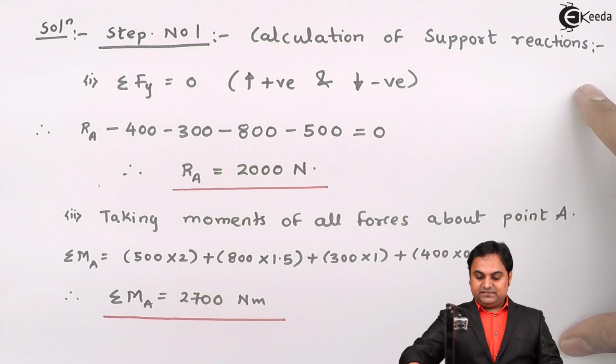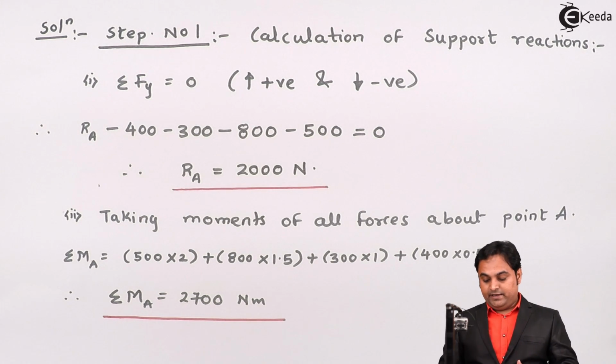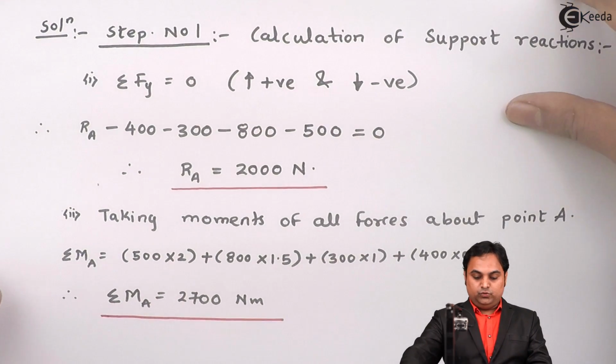So here we complete the step number 1, that is we have calculated the value of vertical reaction at A and the value of moment at point A. Now I will go on to step number 2.